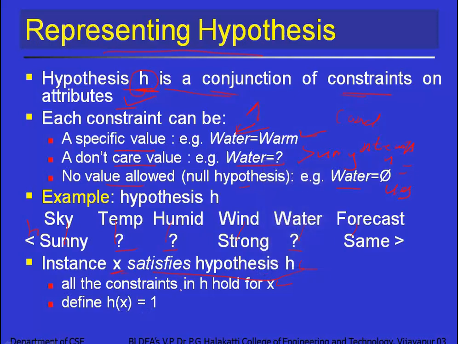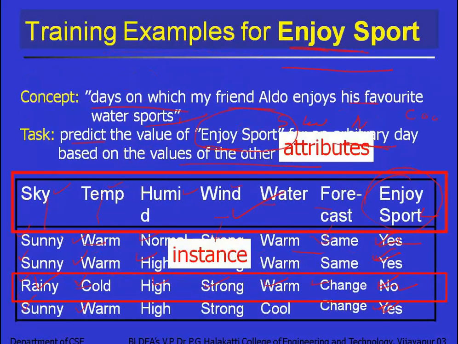So for example, in the previous instances, you remember that sky equal to sunny, these are question marks, wind equal to strong and forecast equal to same. Going to the previous slide, sky equal to sunny is given, this is a question mark, and here also a question mark is there, wind is strong is given, water is a question mark, forecast is same. So if you consider instance 1, I'll call it X, then I can say that H of X equal to 1 because it satisfies that hypothesis.